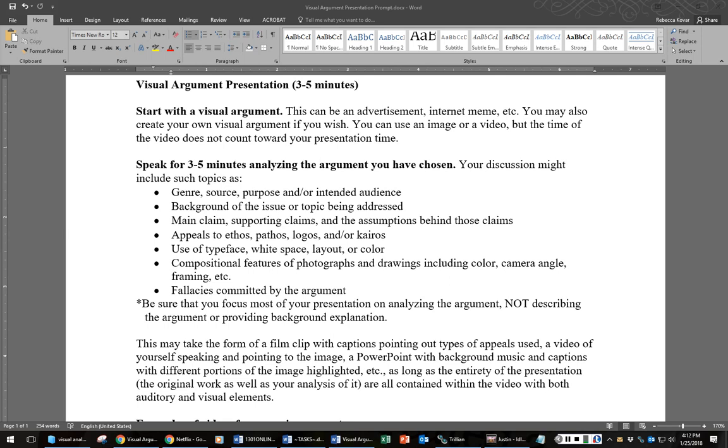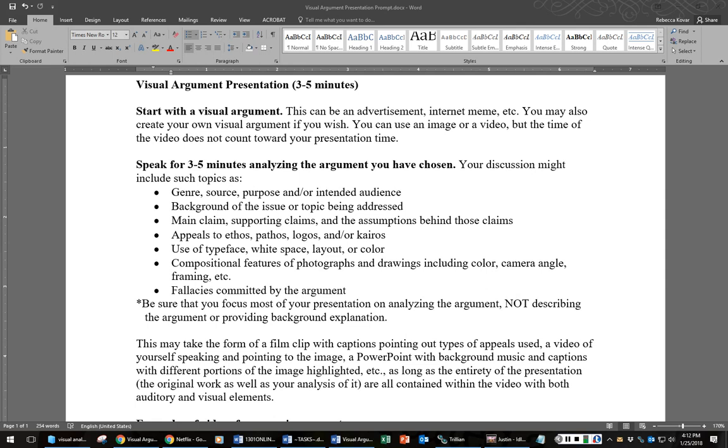You can look at the features of photographs. What colors are they using? What angle is it at? Is it a high angle, a low angle? How close is the subject to the camera? How is it framed? Is it in the center? Is it off to the side? And you can look at things like fallacies that the argument is committing. Are there flaws? Are they using tricks to prey on people, or perhaps just mistaking a fallacy for logic?